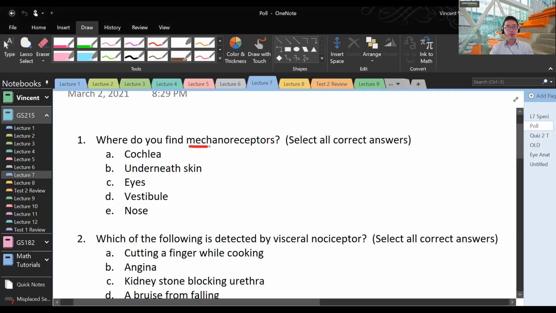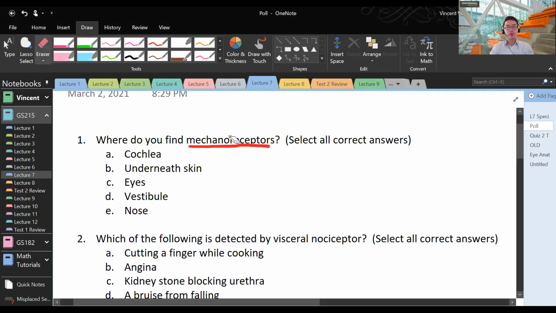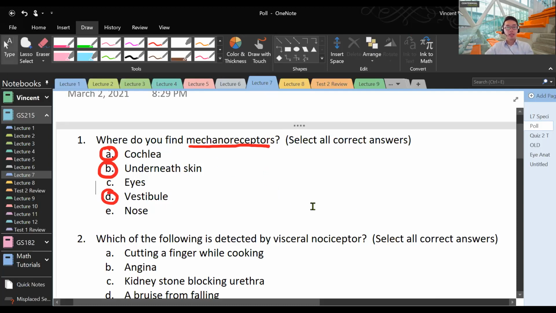Okay, so mechanoreceptors, right? These are things that would detect changes in pressure as well as body movement, right? So as mentioned earlier, you will find mechanoreceptors in the inner ear. So that includes the cochlea as well as the vestibule. Okay, so if you don't know what those are, we'll review it later when we get to the ear. Okay, and then we will also find them underneath the skin. Okay, so those are the examples. Okay, next one.